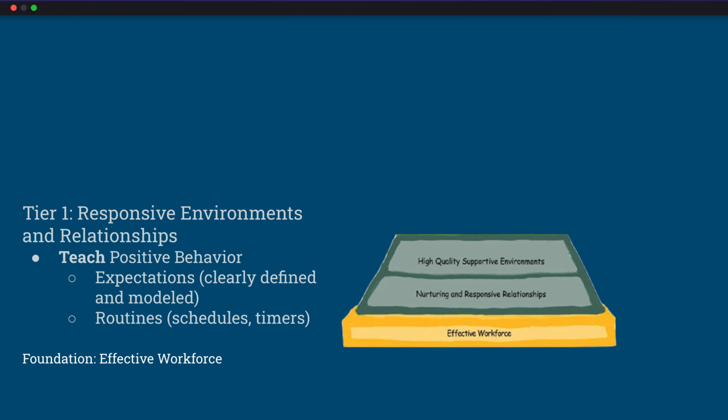The first tier of the pyramid model, called Tier 1, is responsive environments and relationships. Tier 1 refers to all of the things that we see in classrooms every day that are geared toward promoting the behavior that we want to see children engaging in. The idea behind Tier 1 is that we are teaching and modeling that positive behavior that we want children to engage in. This includes things like our classroom expectations.